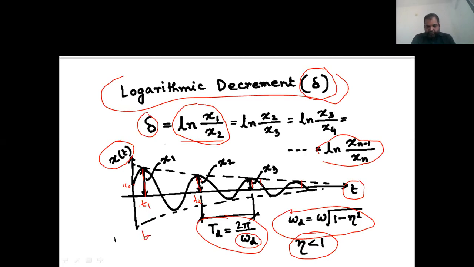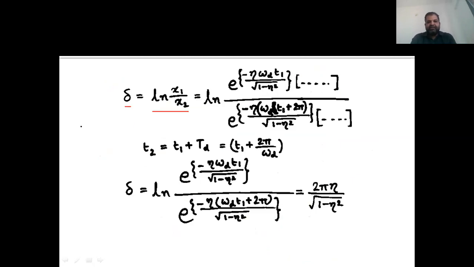Can I say that the t2 is nothing but t1 plus td? T1 plus td, am I right? Because t1 is up to here and this is nothing but td. So this is t1 plus td, that is nothing but it is called t2. Now let's see, I'm using this in this formula. So x1 is the displacement at time t1.